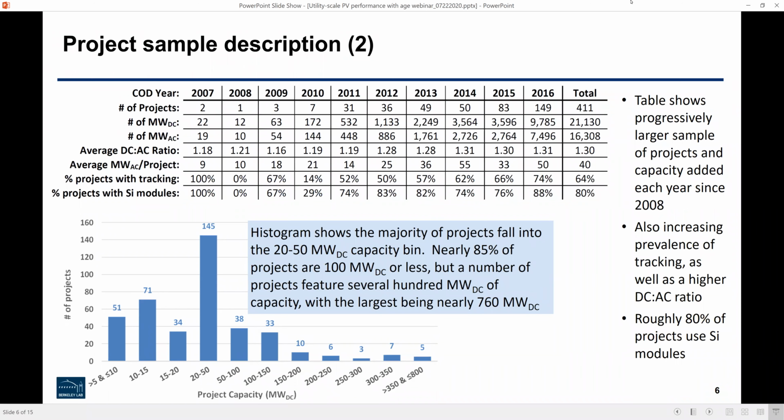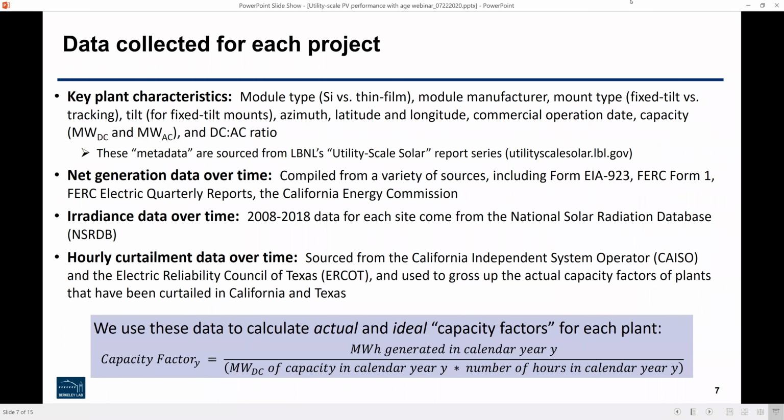And for each project in the sample, we collect key information required for the analysis. So this includes project characteristics, often referred to as metadata, and we were fortunate here to be able to draw upon our extensive project-level database that we've compiled for our annual utility-scale solar report series, which is a parallel effort that's also funded by the Department of Energy's Solar Energy Technologies Office.